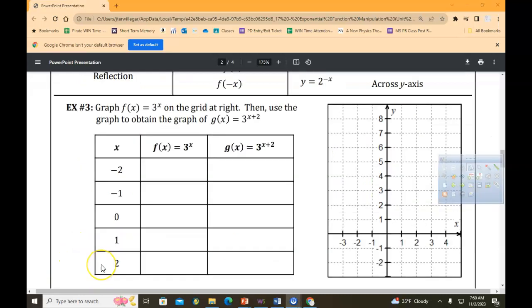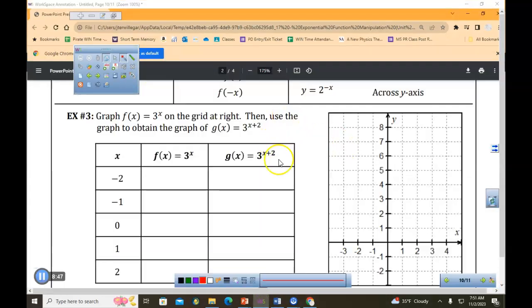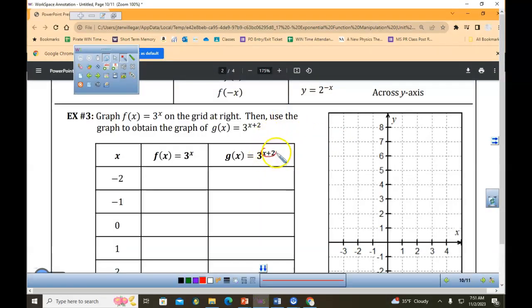All right, let's see if that works. Let's test it out. So I see that this is 3 to the x plus 2. So I know I'm going to be shifting it left 2. But let's prove it. So I'm going to go through and do my chart. 3 to the negative 2 is 1 over 9. Over here it's going to be 3 to the negative 2 plus 2. 3 to the 0, which is 1, right? 3 to the negative 1 is 1/3. 3 to the negative 1 plus 2 is 3.